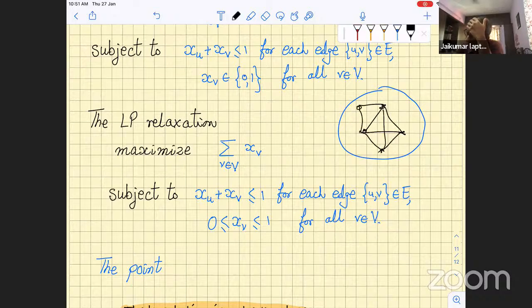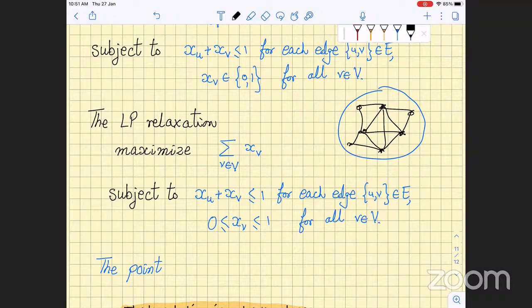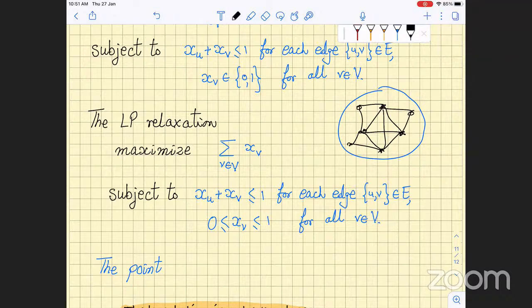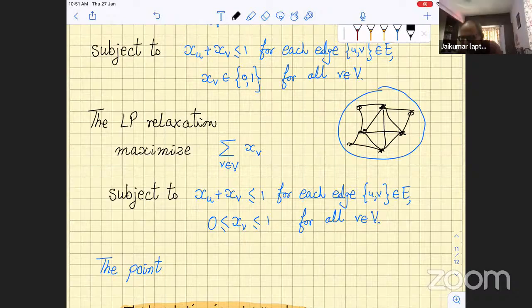I want you to assign values to the variables here, to the vertices, so that if you add up the values on the two vertices, you should never exceed just 1. Is there an obvious feasible solution that you can think of for this LP? I don't want you to solve the LP.